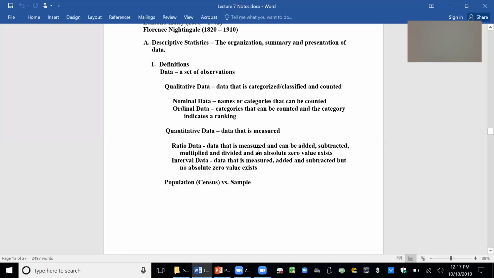Ratio data is all we're using for the rest of the semester. And interval data is mainly for temperatures. We're not dealing with that.